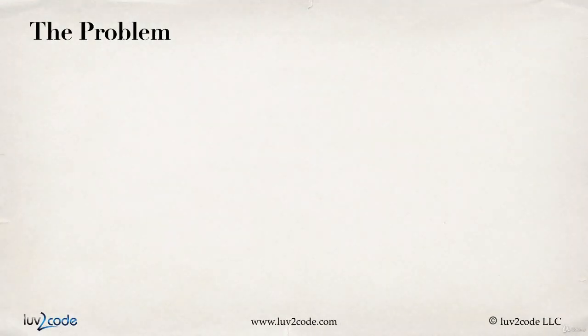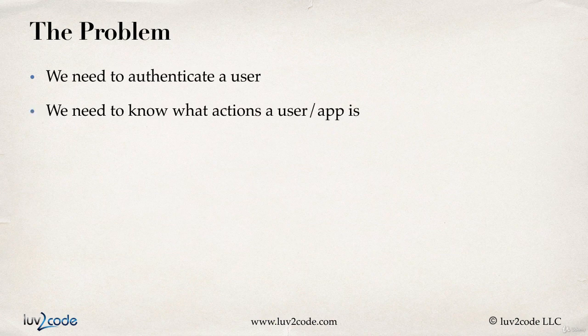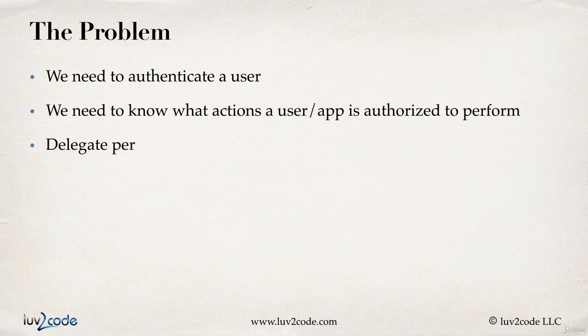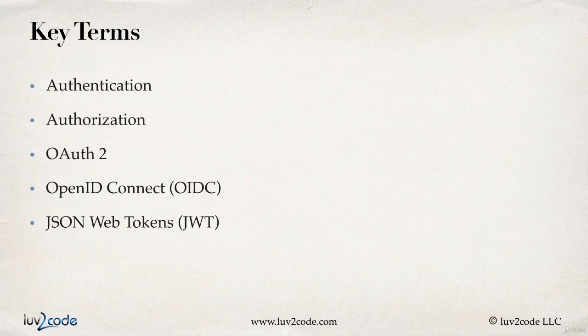All right, so now let's look at the problem with a given application. We need to authenticate a user for a given application. We also would need to know what actions a user or app is authorized to perform. And then we may need to delegate permissions to another application. So in the modern security world, there are a couple of key terms or concepts that you may have heard of already: authentication, authorization, OAuth 2, OpenID Connect, and JSON Web Tokens. And we'll discuss these topics in this video.